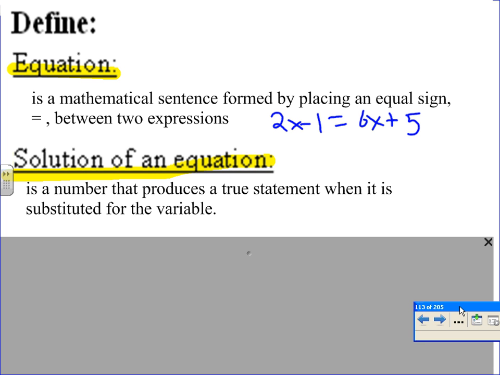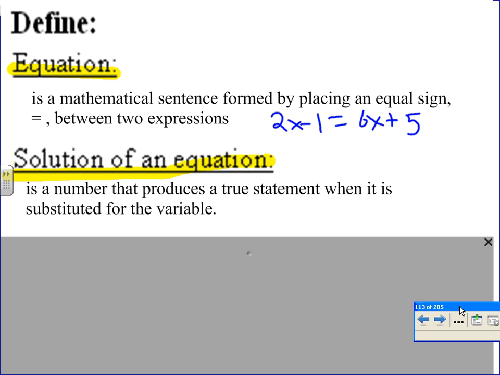So second definition. The solution of an equation is kind of what Charles and Doug were just discussing. It's a number that produces a true statement when it is substituted for a variable. So when we solve an equation for x, you're going to have x on one side, you're going to have a number on the other side. We're solving an equation for a variable. Doesn't have to be x, it could be any variable.